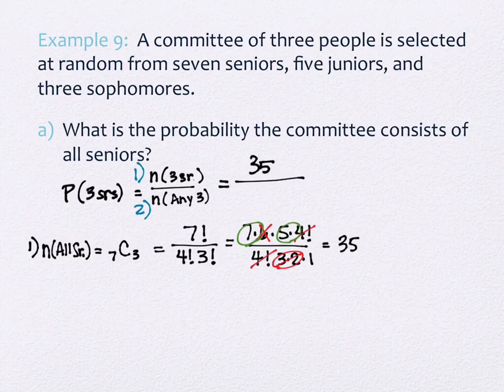Okay, we need to do the denominator now. So number 2, I need to find the number of ways I get any 3 people. So, how many people are there?